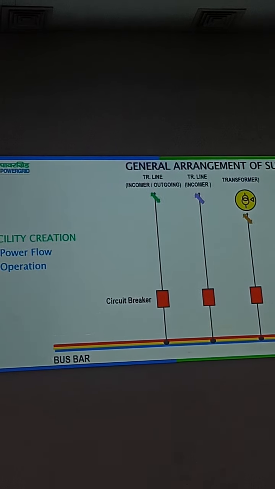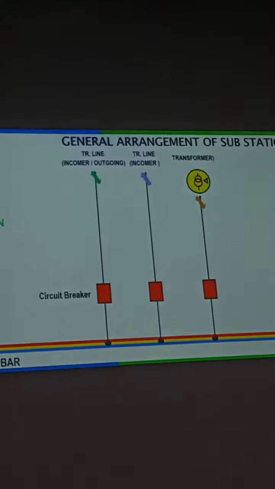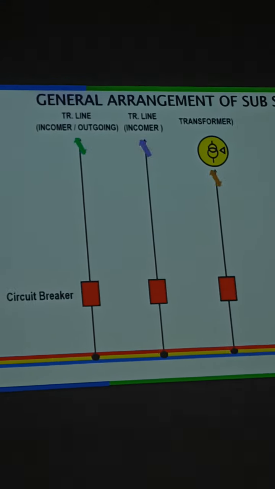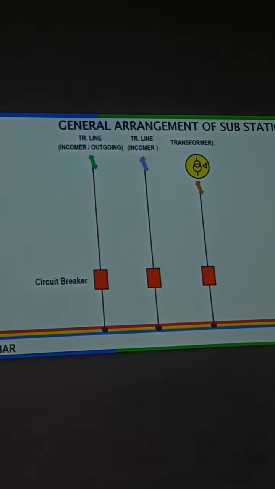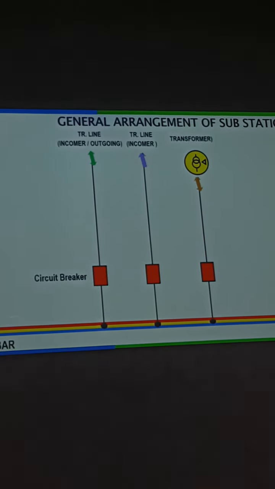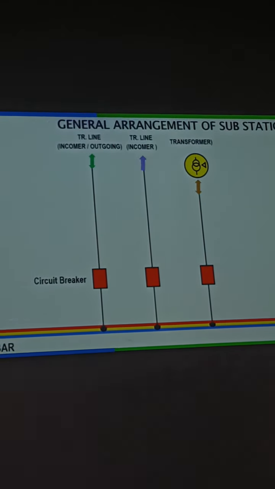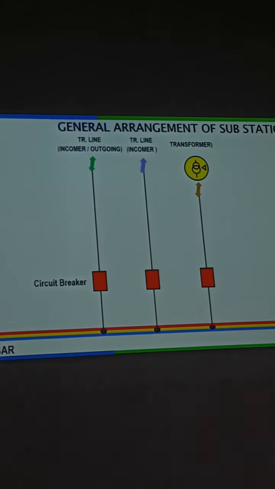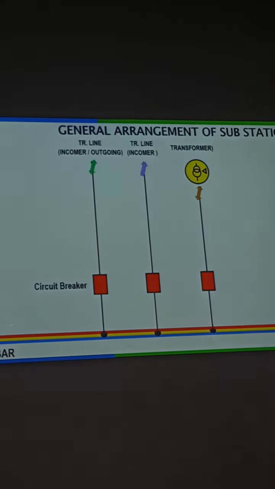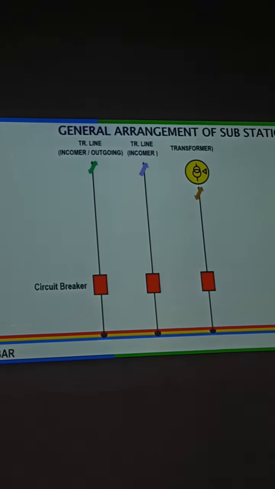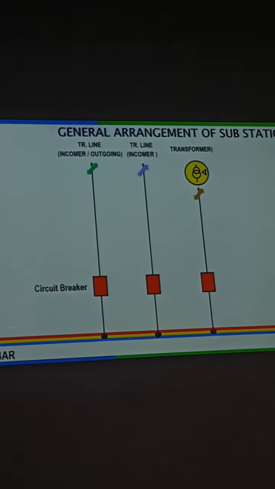In a substation, a circuit breaker is a switch. Right? Isolator. Is an isolator a switch? Open.